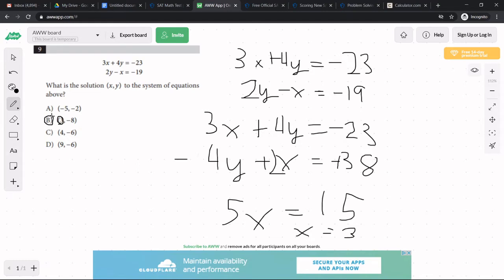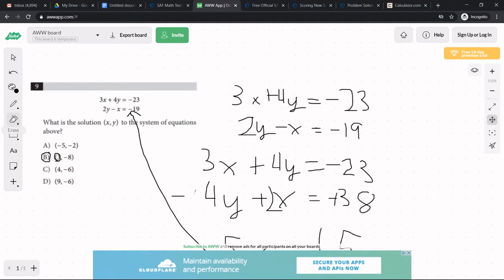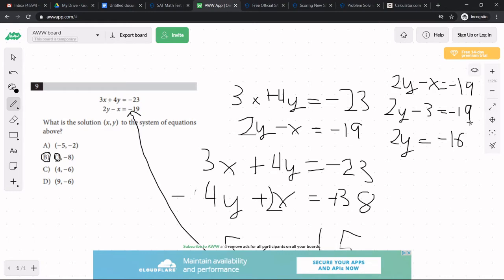But if you really want to make sure, you can plug this x back into one of these equations. I'll do this one because it looks simpler. 2y minus x equals negative 19. And we get 2y minus 3 equals negative 19. 2y equals negative 16. Add 3 to both sides. y equals negative 8, which is the value that we have right here. So the answer is B.